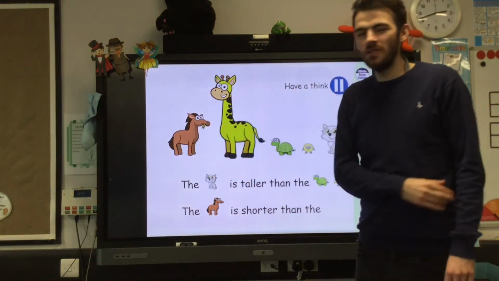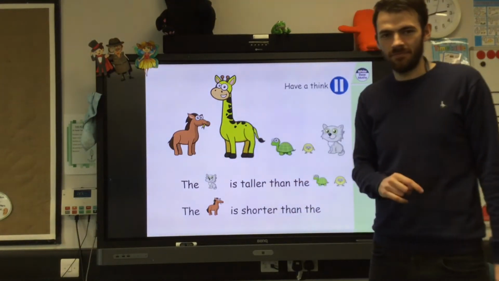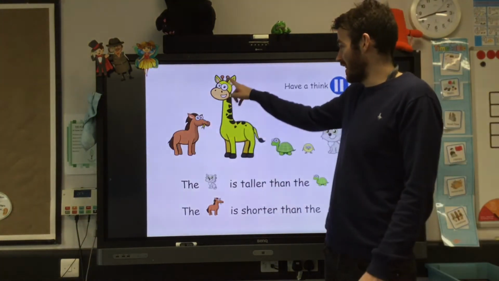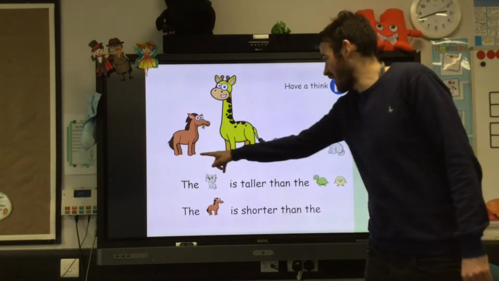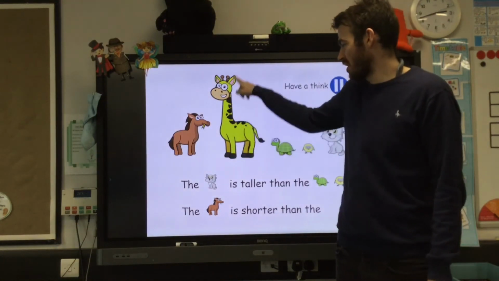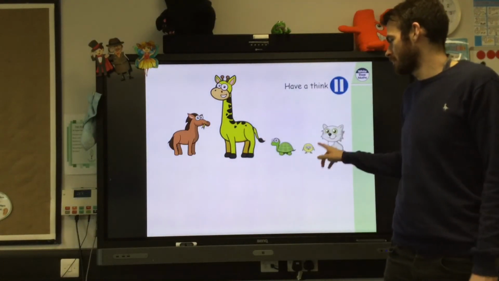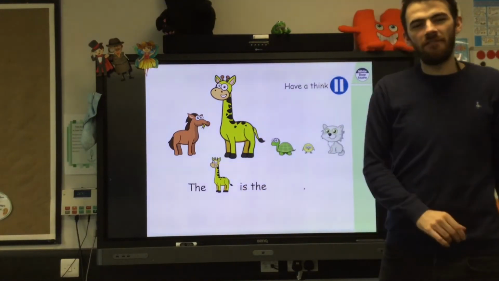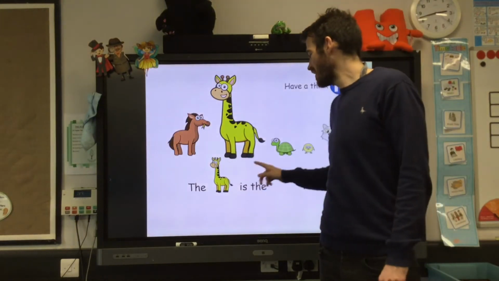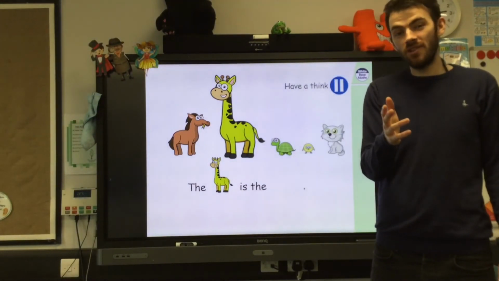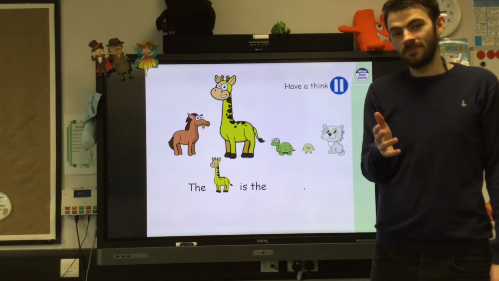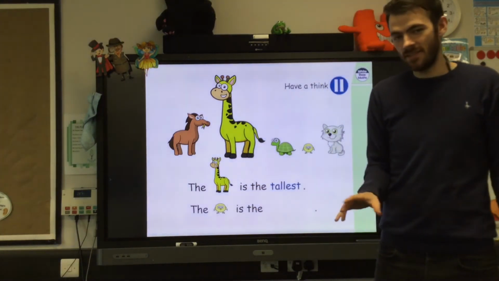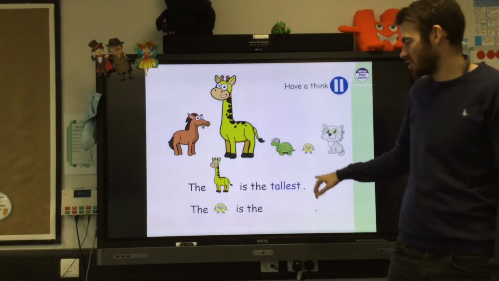The next one, the horse is shorter than. So there's the horse. Who is the horse shorter than? Okay, the only one the horse is shorter than is the giraffe. Excellent, we can see that lined up, and the giraffe is much taller. Okay, now I want you to think of a word that finishes this sentence. The giraffe is the... tallest. Okay, so now we know that word is tallest.